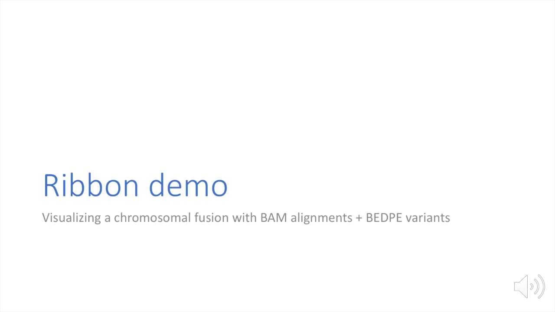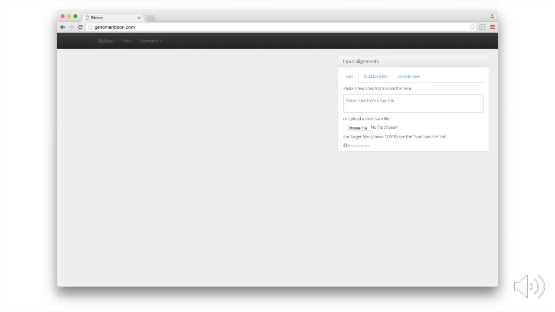So now I'd like to show you a small demo of how to use Ribbon. Here we're going to put in a BAM file, and then we're going to use a BEDPE file, which is a set of variants, to query the BAM file and look at what a variant looks like and what reads are supporting it.